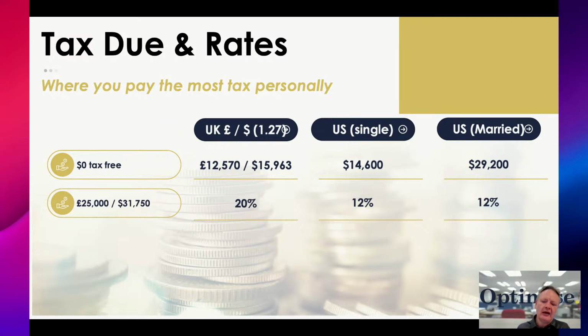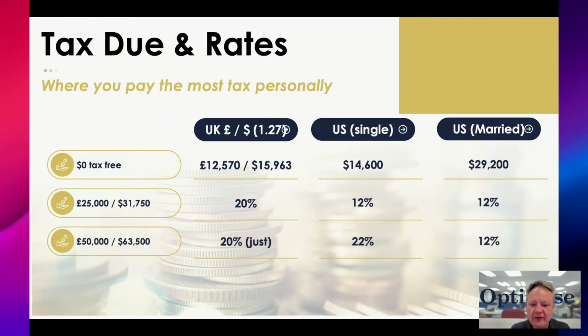However, if you are someone in the UK and you earn about £25,000, you will have an income tax bracket of 20% on that earnings. The equivalent in the US is $31,750. You pay a 12% rate as a single person or as a married couple, which again should show you that you've got a difference of tax, in which the US is cheaper.